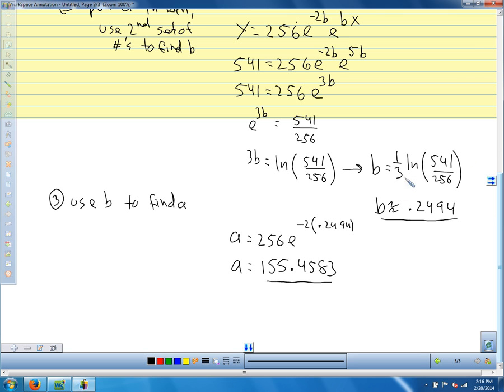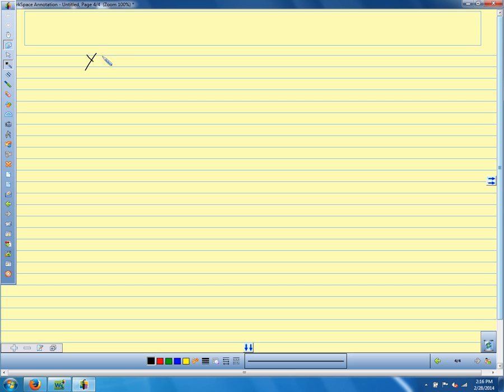So I'm going to go to the next page here. We end up with y equals 155.4583 e to the 0.2494 x. So there's my exponential growth function. There's the growth function.